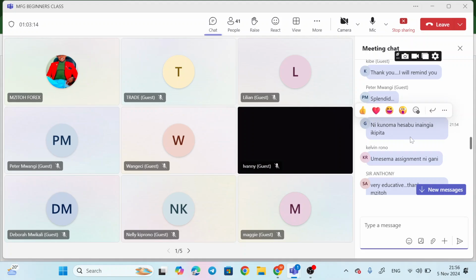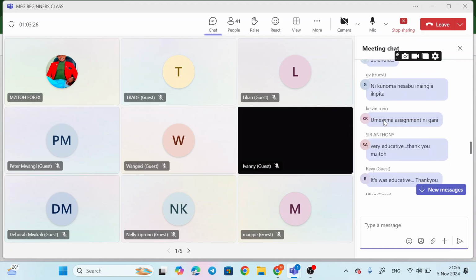Kevo, umesema assignment ni gani? Assignment ni download the MT4 and try and place those trades mwenyewe. Okay? Kelvin, download MT4 ujaribu kufanya. Utawatch video tena.